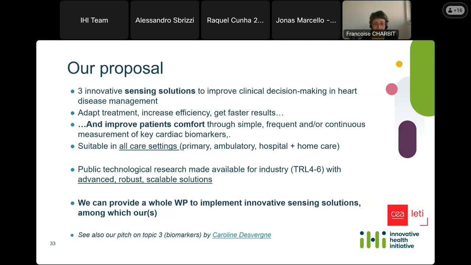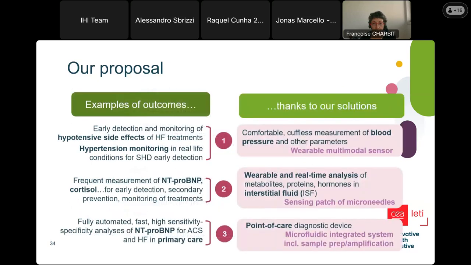Next slide. Here are some examples of different contexts of use for our technologies that I will develop later. First example, in many situations, hypotension or, on the contrary, hypertension situations are important for heart disease management. What we have is a device that allows a cuffless blood pressure measurement, that is to say, more comfort for the patient and more representative measurements.